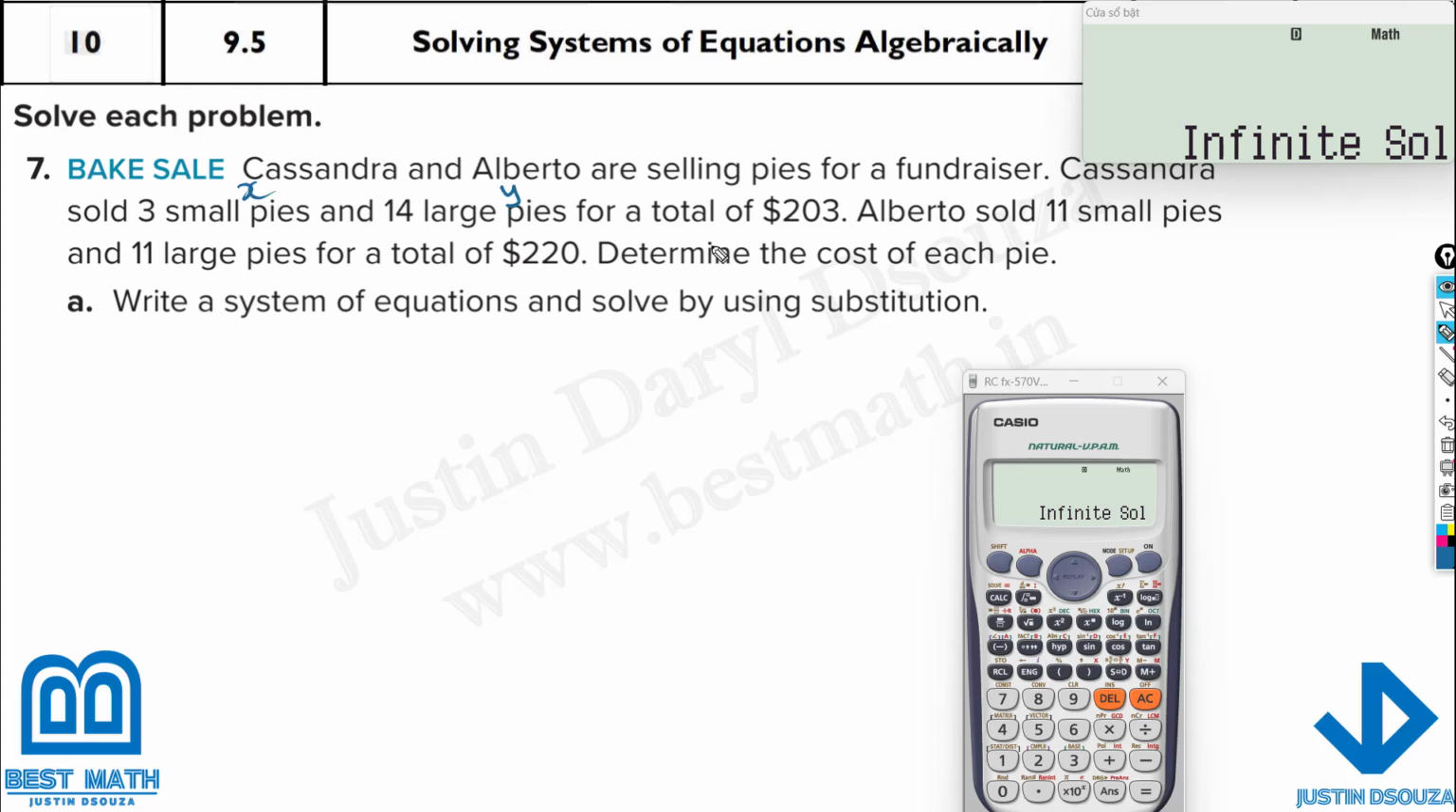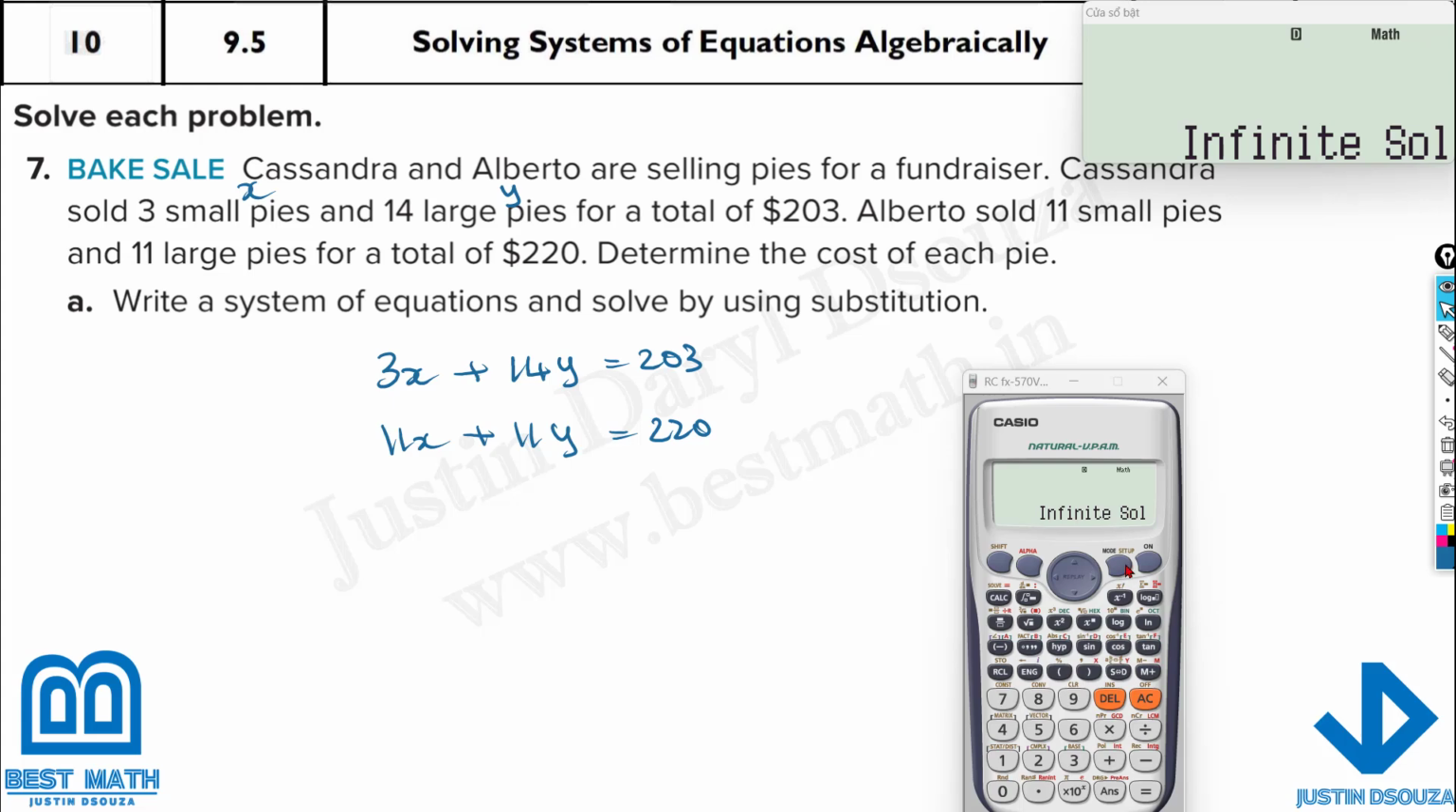Here they have given us an equation. 3 small pies plus 14 large pies was equal to 203. But we don't know the cost of each pie. We don't know how much they cost. But we know when you sell 3 small pies and 14 large pies, it is 203. Whereas Alberto sold 11 small pies, 11x, plus 11 large pies, 11y, and he got $220. So these are the two simultaneous equations. So the first question, write two simultaneous equations, this is it.